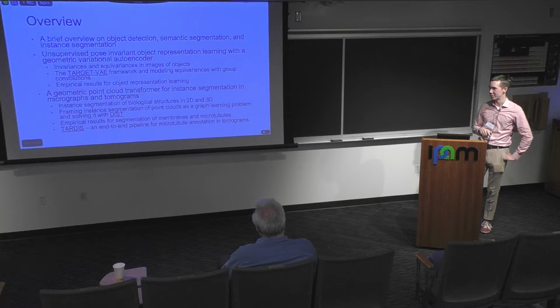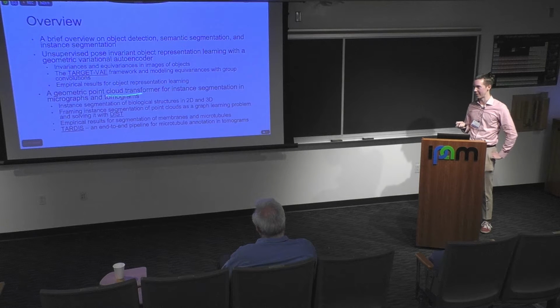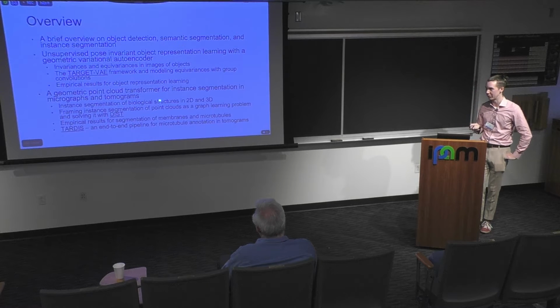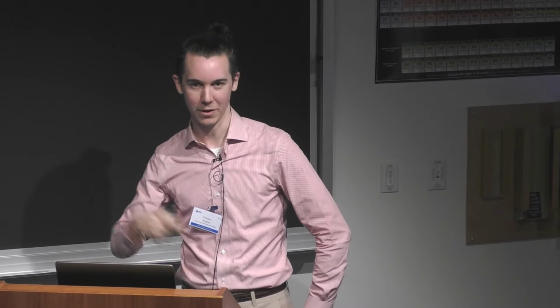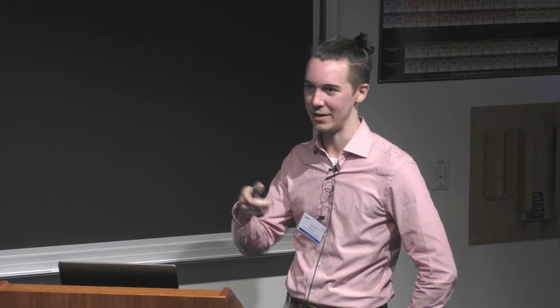And then I'm going to talk about a geometric point cloud transformer for instance segmentation in micrographs and tomograms. Fundamentally, the problem is that many biological structures are not just represented as a point in a micrograph, like a single particle. There are filaments and membranes and large organelles and all these kinds of things. After doing some sort of semantic segmentation of a micrograph or a tomogram, you end up with some large mass that you turn into a point cloud, and you have a gajillion filaments in there, and you want to know which of these are individual filaments. That's actually quite difficult.